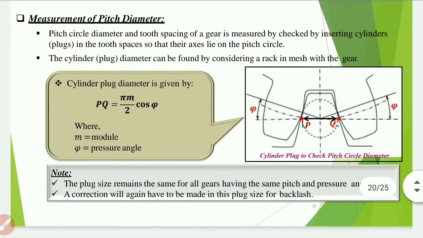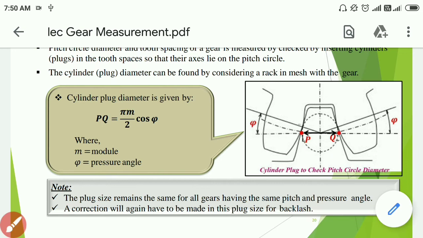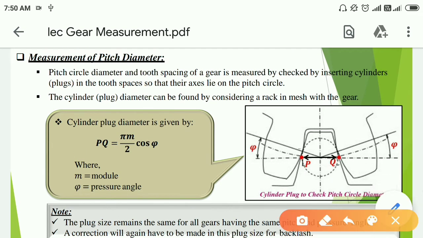Measurement of pitch diameter, which is important. Pitch circle diameter and tooth spacing of a gear is measured by inserting cylindrical plugs into the tooth space so that their axis lies on the pitch circle. Here it shows one plug is inserted and PQ is measured.